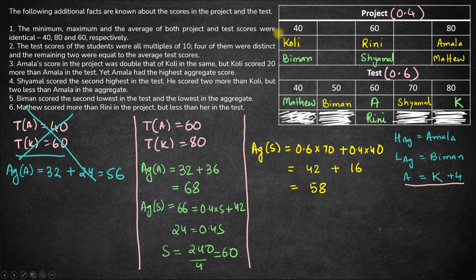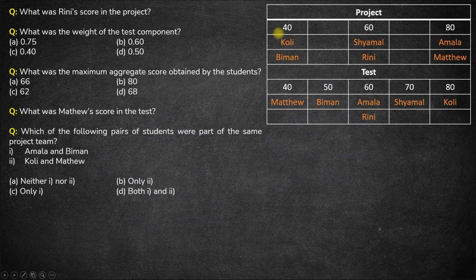Okay, and with this we complete the whole table. And this is the table that we have. Koli, Biman is a team in project. Shyamal, Rini is a team in project. Amala, Mathew is a team in project. Mathew scores the least and Koli scores the highest in test, with Amala and Rini both scoring equal to the average marks of 60. 40, 50, 60, 70, 80's average is 60. Okay? Cool. Now let us answer the questions.